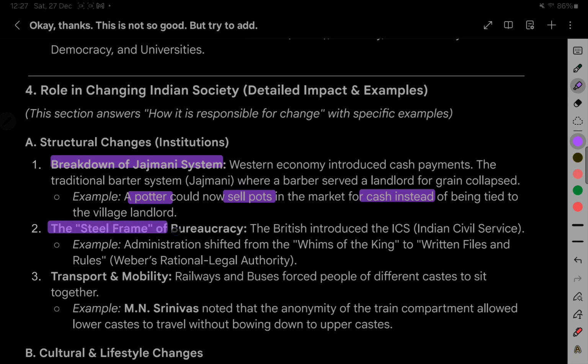The steel frame of bureaucracy. The British introduced the ICS, Indian Civil Service. Example: administration shifted from the whims of the king to written files and rules, Weber's rational-legal authority.